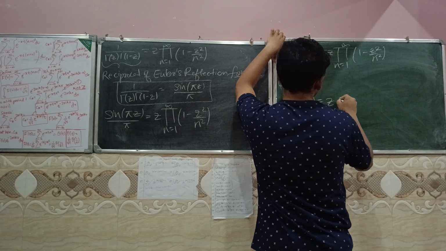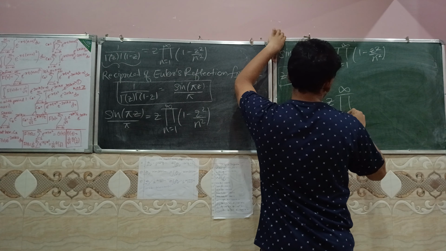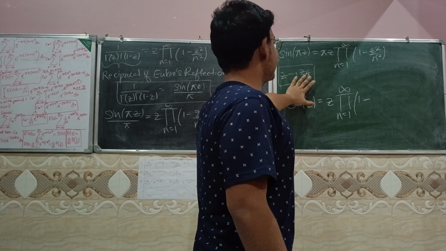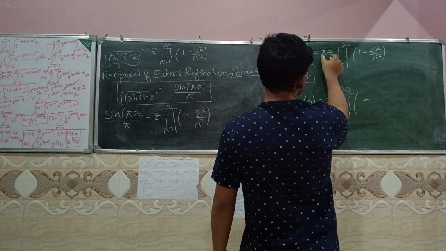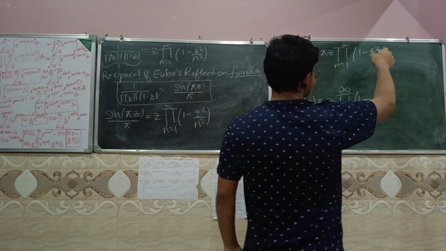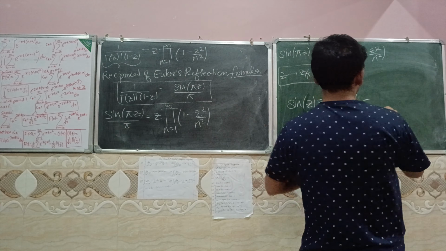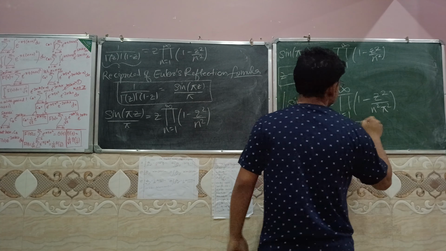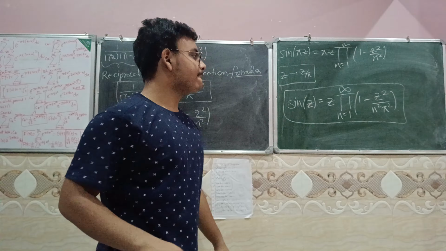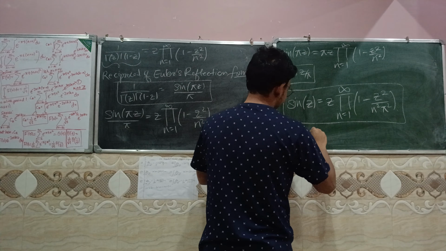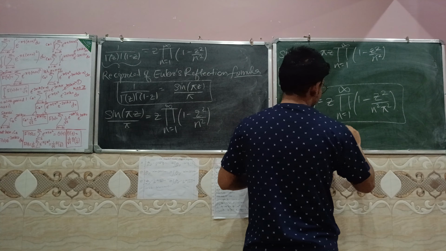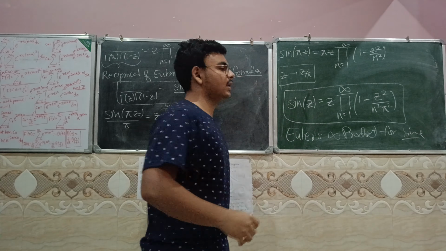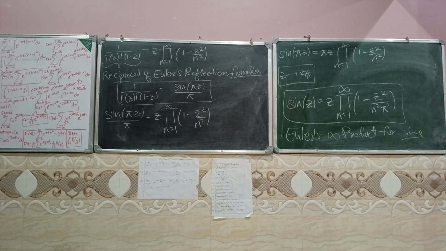Sine of z equals z times the product as n goes from 1 to infinity of 1 minus, so z is replaced by z over pi. So this becomes z, and here we have z only. So that's going to be z squared over pi squared, right? Because we have replaced it with that. So z squared over n squared times pi squared. And this was Euler's infinite product for sine.